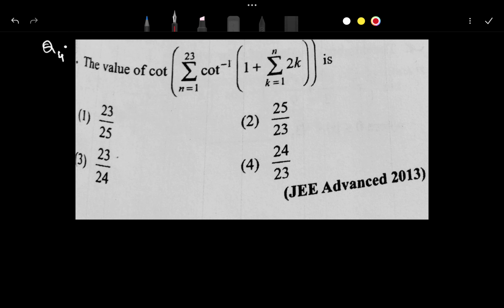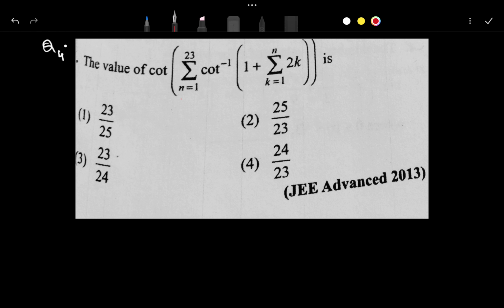Now here this one will be sigma n equals 1 to 23 cot inverse of 1 plus sigma k equals 1 to n 2k. So first I will simplify this sigma value, sigma k equals 1 to n. First we will simplify this value, right? So here only we will do this value. Sigma k equals 1 to n means sigma 2k.